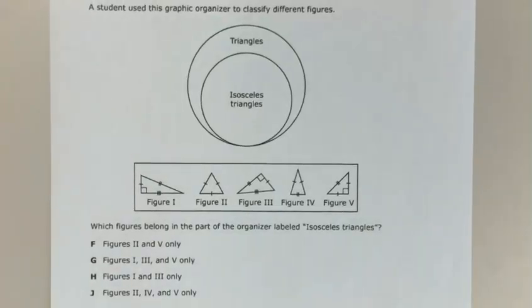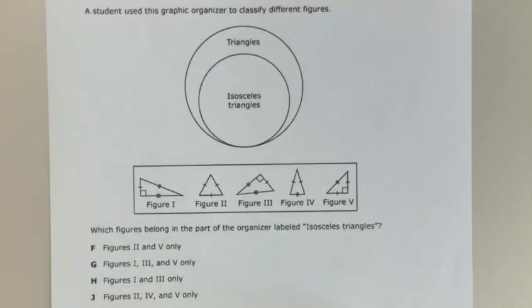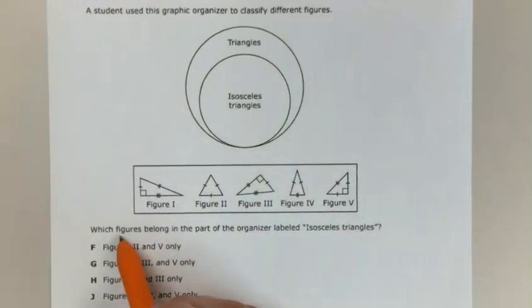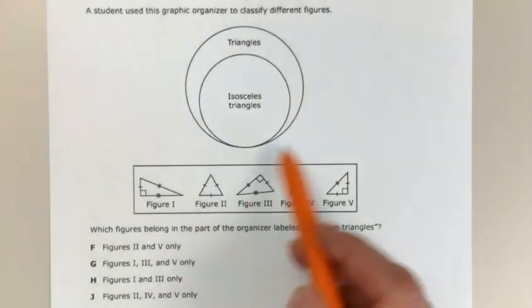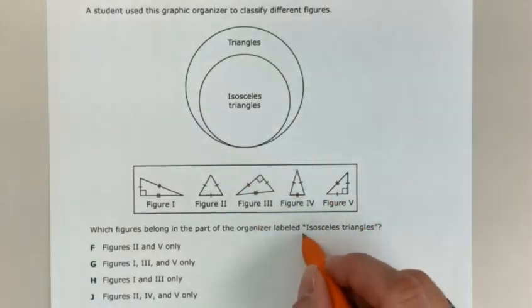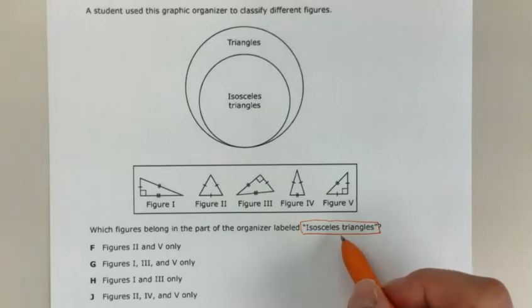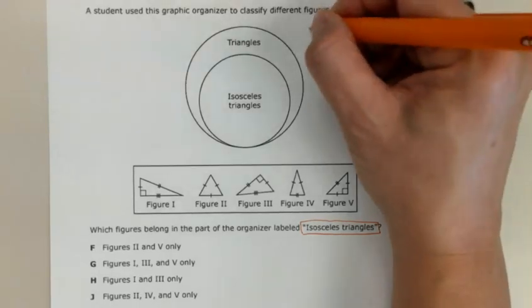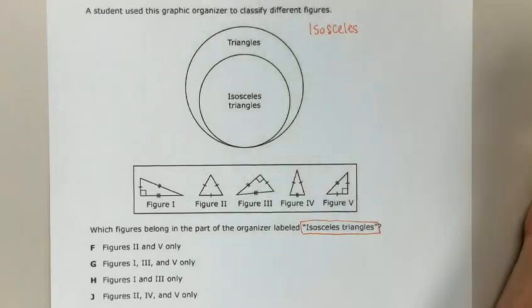Last Klein math video, we're going to take a look at this 5th grade STAAR release question about triangles. So let's go ahead and go into our question sentence. Which figures belong in the part of the organizer labeled isosceles triangles? So I need to know what falls within the definition of an isosceles triangle. So let's go ahead and write out what that is. What do we know about isosceles triangles?